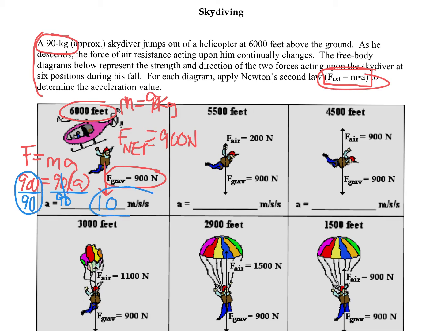So overall, as the skydiver just jumps out of the helicopter, the acceleration is going to be 10. Now remember, this is a net force of negative 900. So it's an easy thing to do, but don't forget about that negative sign there on the 900. So technically this is a negative 10 meters per second squared.